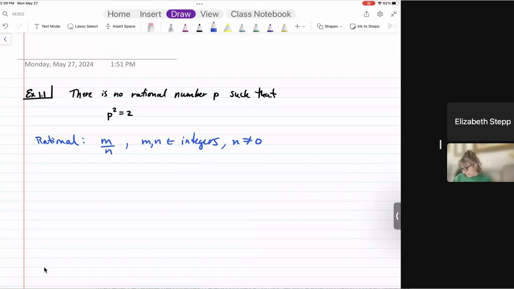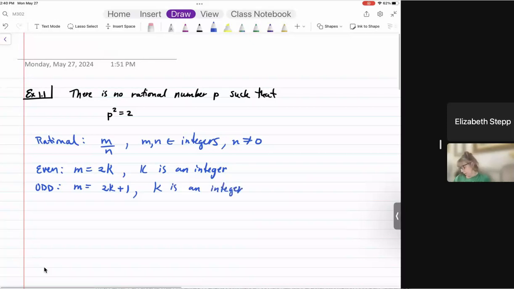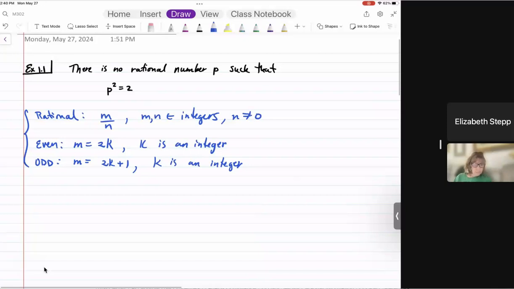Also, we say a number is even if it can be written as 2 times k, where k is an integer. So any number that can be written as 2 times another integer is an even integer. And it is odd if it can be written as 2 times an integer plus 1, where k is an integer. Those are some things that we need in this proof.